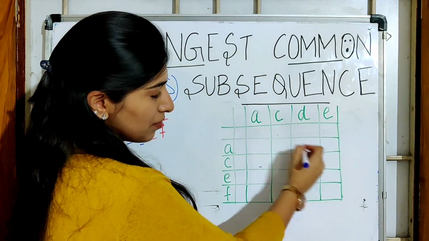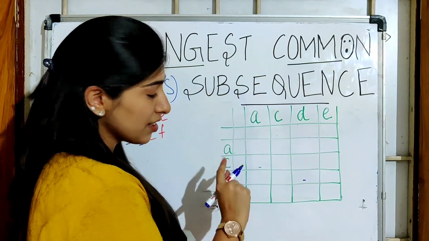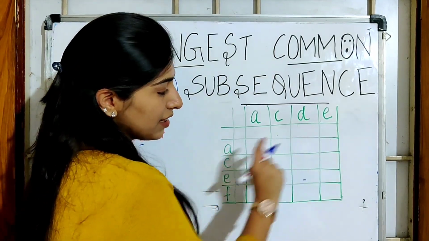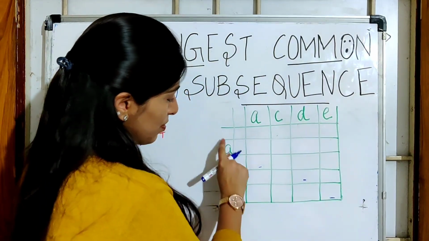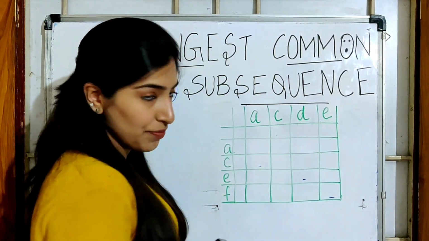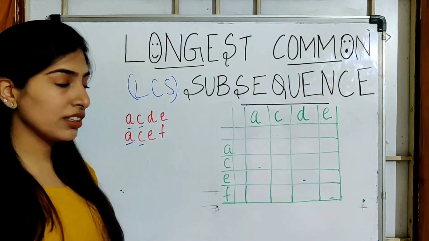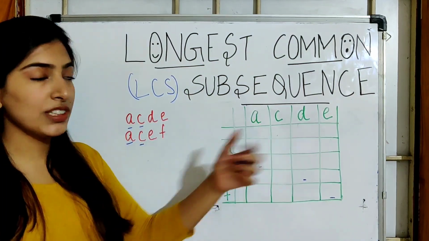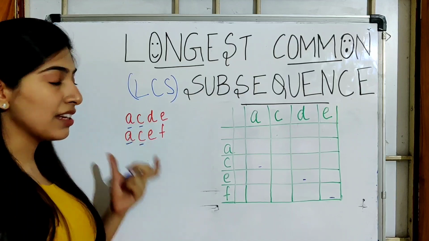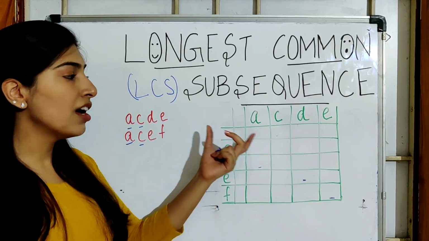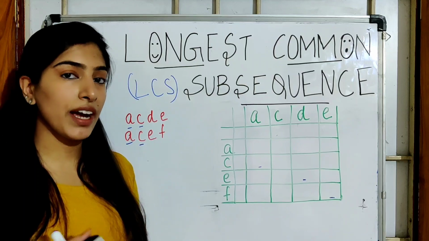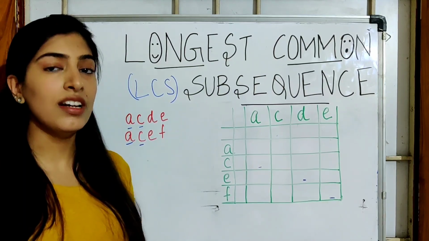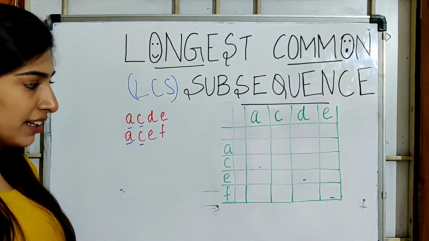What does this box mean? It means we are considering the sub-problems A and ACD. So finally our answer will be given by this box, which will be ACEF and ACDE. For this example, our number of rows and columns came out to be equal because the lengths of the strings were equal. But the number of rows and columns will depend upon the lengths of the strings. It might be equal but might not be equal, depending upon the example that we're dealing with.